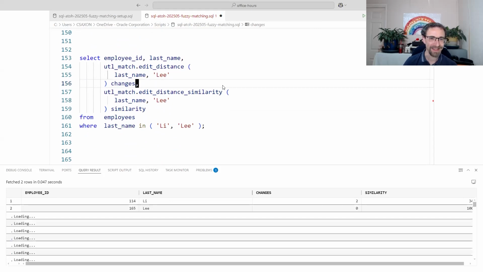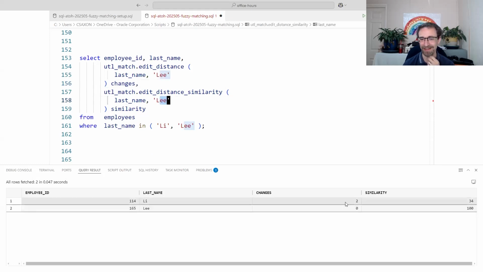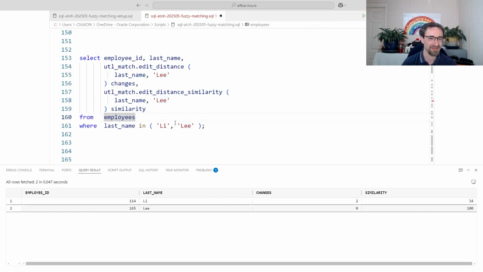However, let's look at Lee. Now, Lee, we look at Lee, we get 2 changes. Lee to Lee double E, 0 changes, 100% match. Lee to Li, 2 changes, and a 33% match, a 1 in 3 match. Because if you think about it, only 1 character in 3 is actually the same. By default, it matches to the length of the longest string, so 3 characters. We're saying they only have an L in common. So this seems like quite a low match, right?